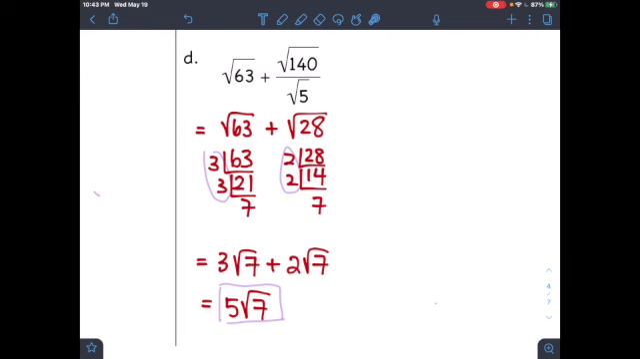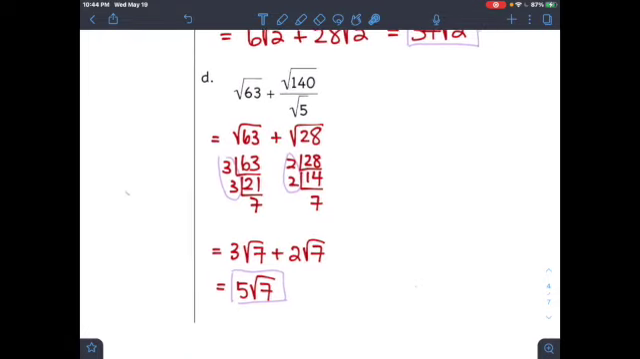So for letter D, root 63 and root 140 divided by root 5 is root 28. When you break it down, that will be 3 root 7 because a pair of 3's came out. And when you break down root 28, a pair of 2's comes out. So root 7 is the same. 3 plus 2 is 5. 5 root 7. And that's your answer for letter D.